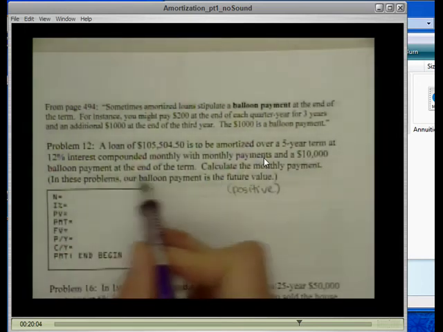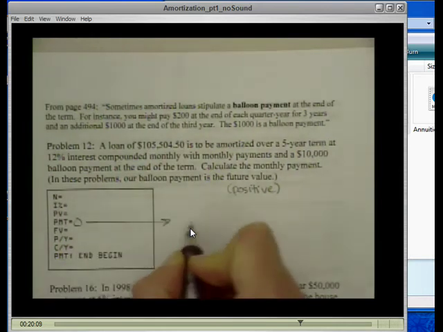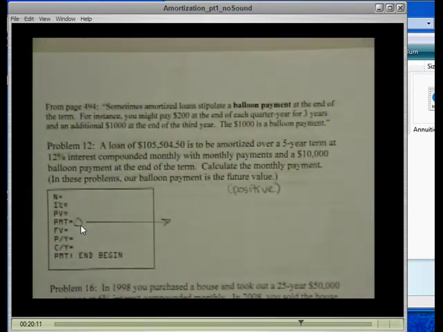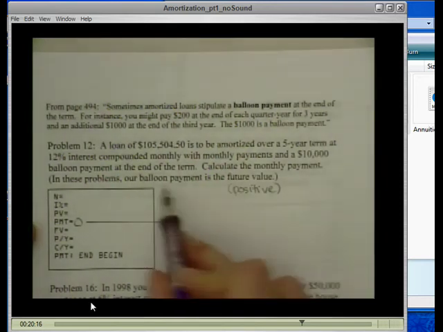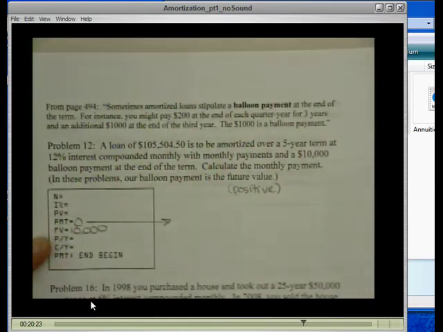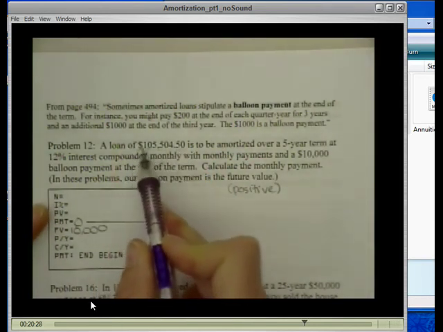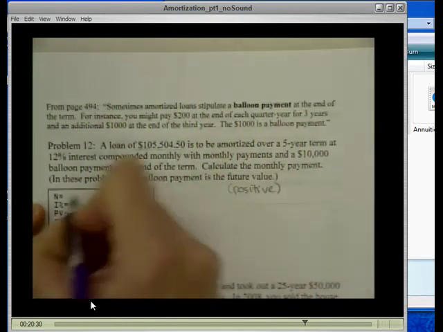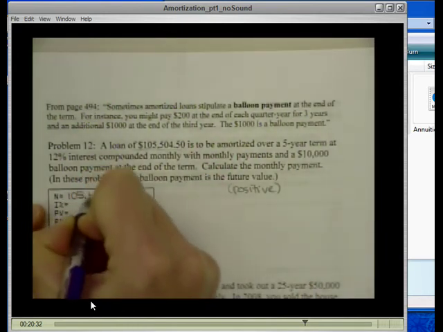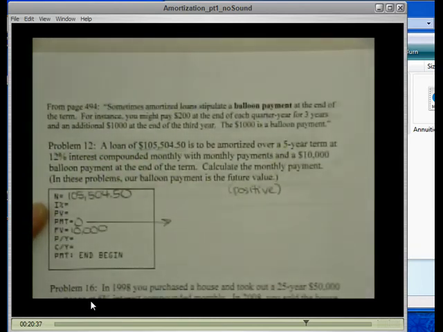And there's a $10,000 balloon payment at the end. So we're supposed to calculate the monthly payment. So put a 0 there. That's where we'll hit alpha solve. And then our balloon payment goes in future value, and we make it positive. So put 10,000 there. And then the loan amount, that's our PV. So negative 105... Oh yeah, I put it in N. It should go in PV, and it should be negative. I don't know why I wrote it there.